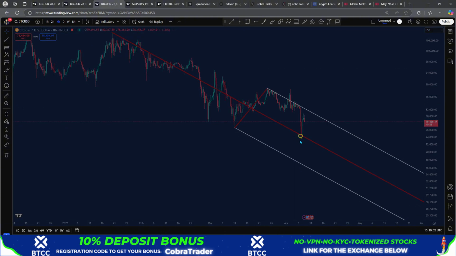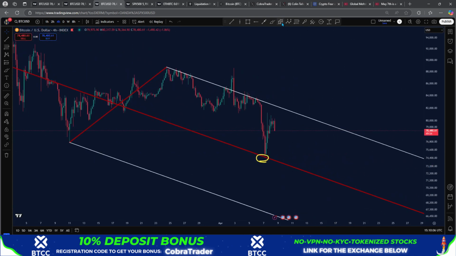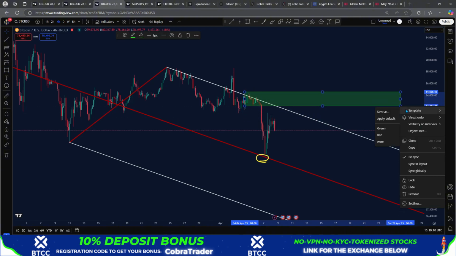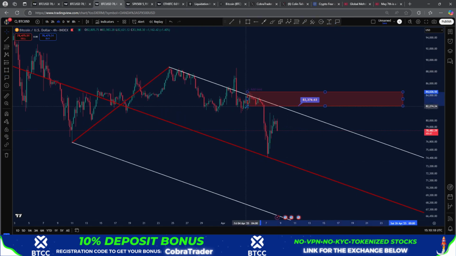A level I'm looking at on the 4-hour time frame, which I think is going to be very, very important, is this supply zone. I've drawn this as some kind of supply zone. We have these few green candles before this big move to the downside, and the supply zone is sitting more or less at, let me draw it exactly. The exact area I'm looking at is 82.3k. I think that's going to be heavy resistance.